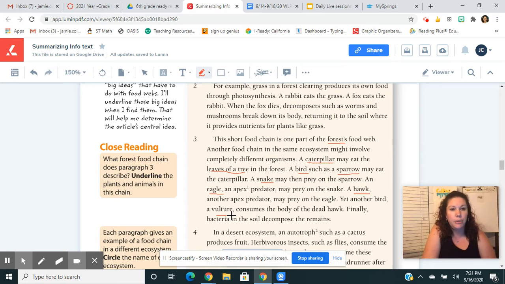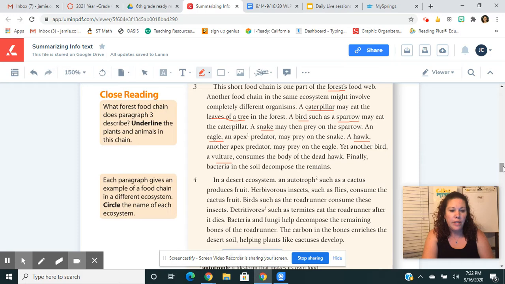And if you were in my class last year when we talked about basically the circle of life, we did actually an activity in virtual learning where you had to put the chain of events together. So we had like the grass, then we had the fox, we had a hawk, an eagle, a snake, and then you had to put them all in the circle. So this is just like a continuation of what we've learned in science last year. Okay, then it says each paragraph gives an example of a food chain in a different ecosystem. And we talked about ecosystems last year. So it says circle the name of each ecosystem.